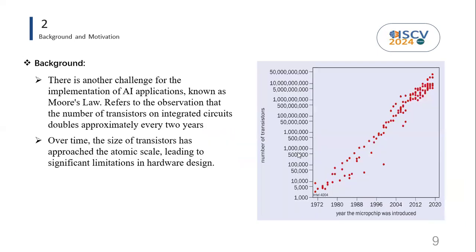There is another challenge for the implementation of AI applications known as Moore's law. Moore's law refers to the observation that the number of transistors on integrated circuits doubles approximately every 2 years. Over time, the size of transistors has approached atomic scale, leading to significant limitations in hardware design. It is very clear that software capabilities are progressing in a positive trend, while hardware growth is being limited.